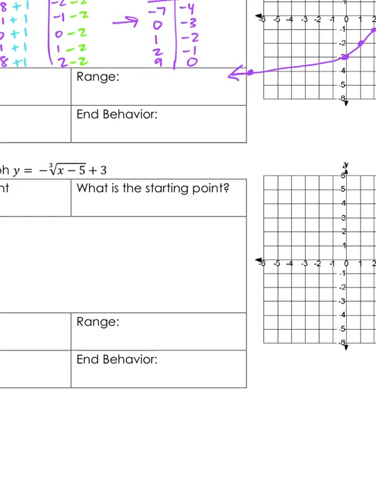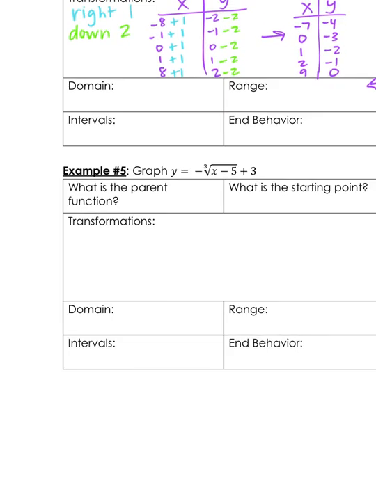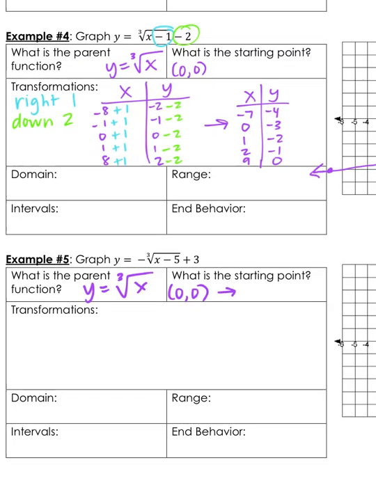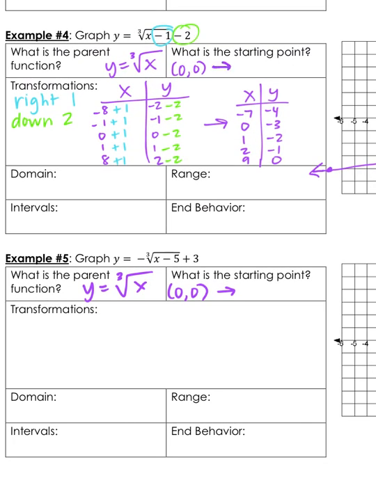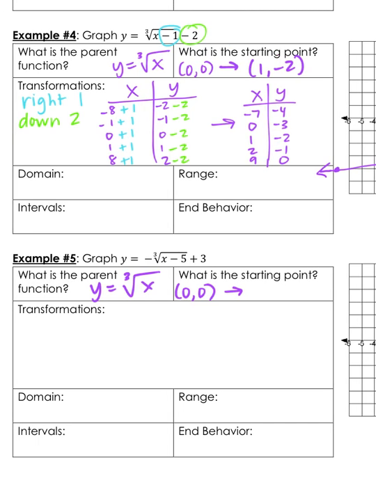All right, let's do one where we have something other than just left, right, up, down. So parent function, still the same. Cubed root of x. Starting point should be 0, 0. Actually, I don't think I ever wrote my new starting point. Okay, so according to our rule, our HK tells us that our new starting point should be 5, 3, but we will see if that happens.